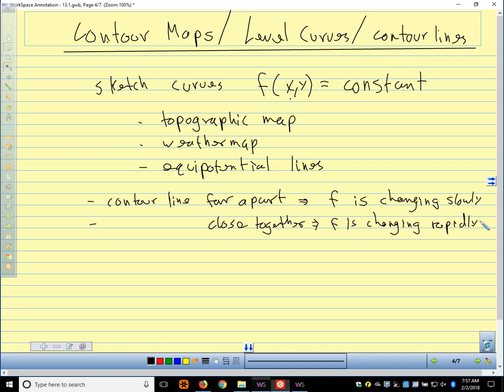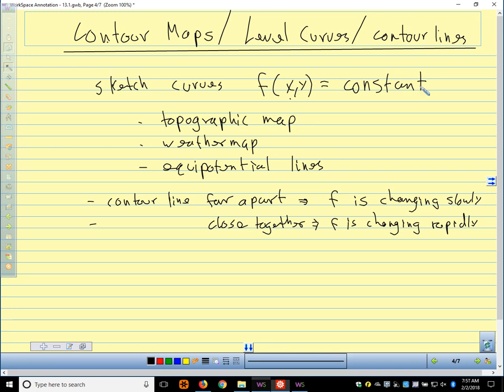And usually we want to pick a value for the constant so that our lines are evenly spaced apart. So we have the constant equals 1, 2, 3, 4 to get an even or consistent spacing. So on your topographic map, the legend will say how far apart in elevation the lines are. If they're really close together, that means the elevation's changing really quickly. If they're really far apart, the elevation's changing slowly, but the map will tell you what the value is: the elevation between two lines is 50 feet or something like that.